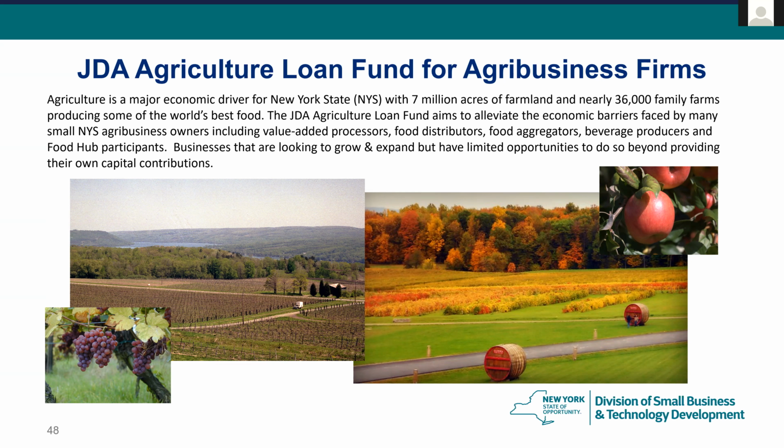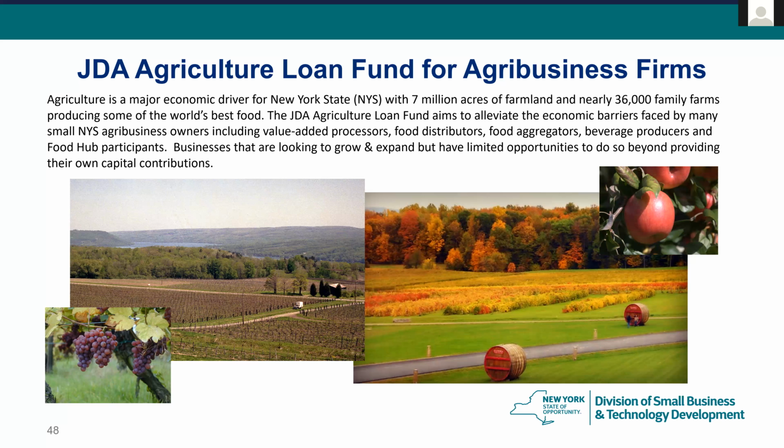So value-added processors, food distributors, food aggregators, beverage producers, food hub participants. A brew pub would qualify because you're a beverage producer. A winery would qualify. A cannery would qualify. A beet processor. I know there are some beet processing companies in central New York that have taken advantage of some of our programs.